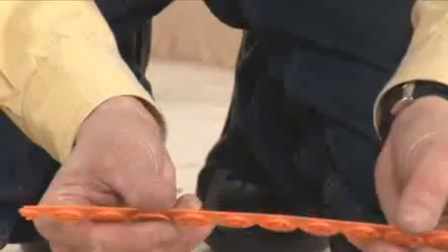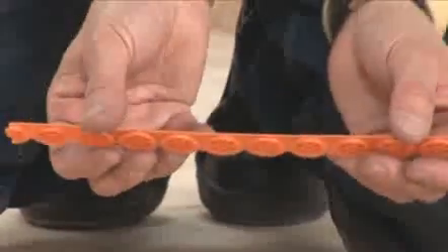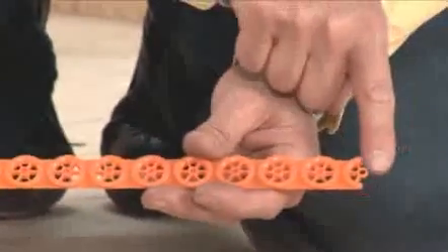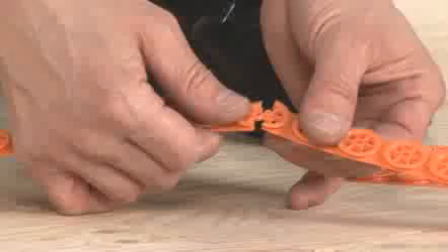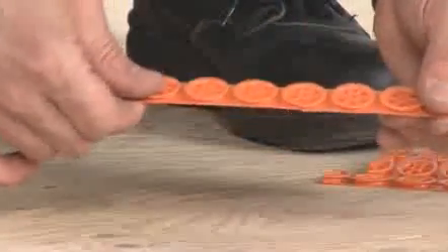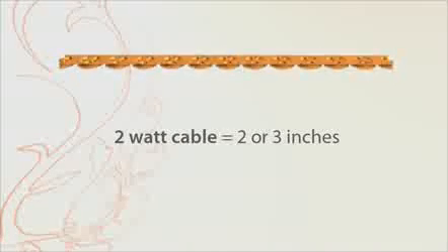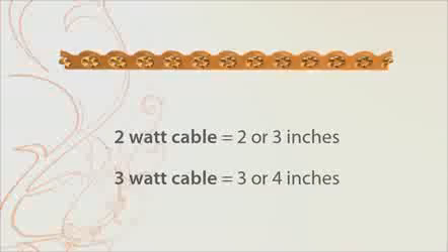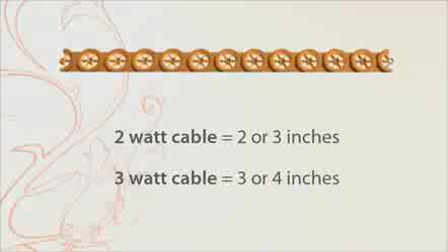Your kit includes gauges to attach the cable to the floor. The gauges are the only approved method to attach the cable. The gauges have quick snap-in points every inch to ensure uniform spacing between the cable runs. With the green cable surface, the spacing must be 2 or 3 inches for a 2-watt cable and 3 or 4 inches for a 3-watt cable.